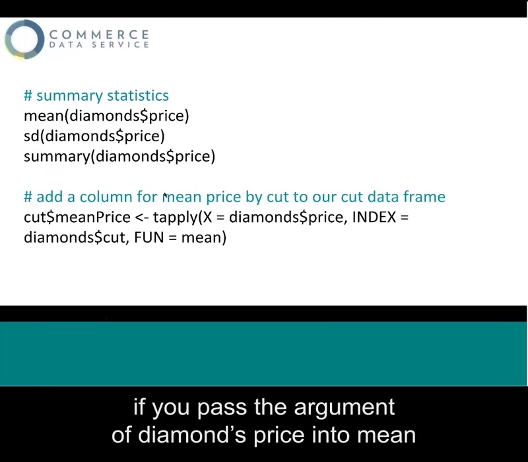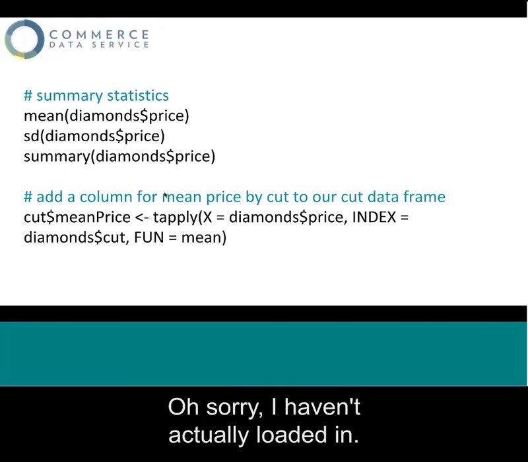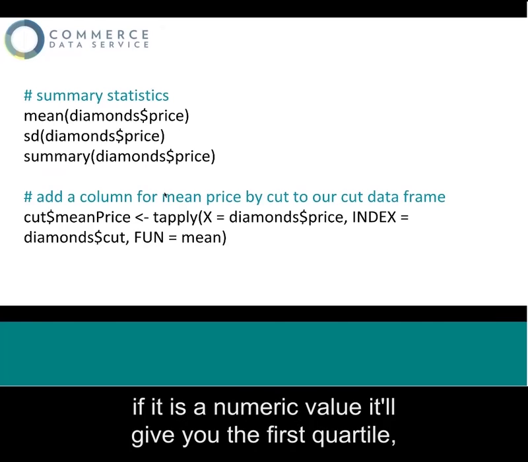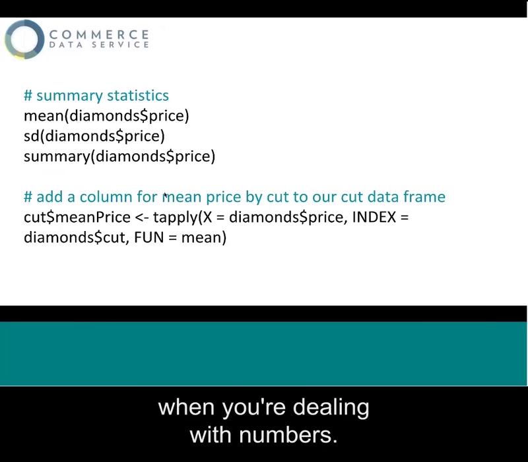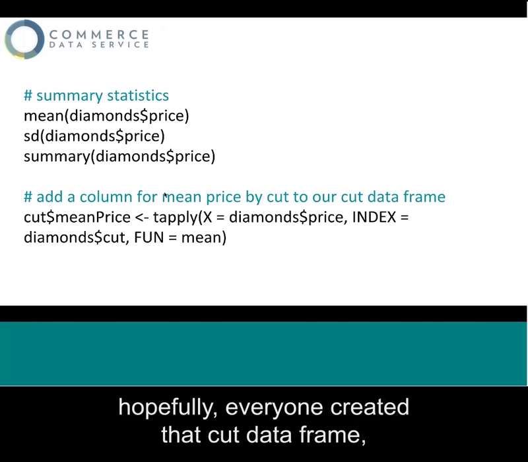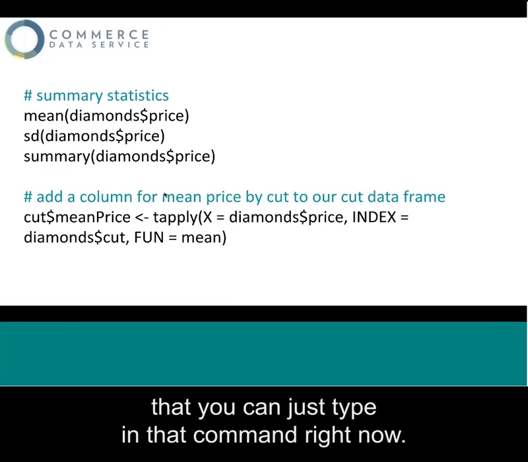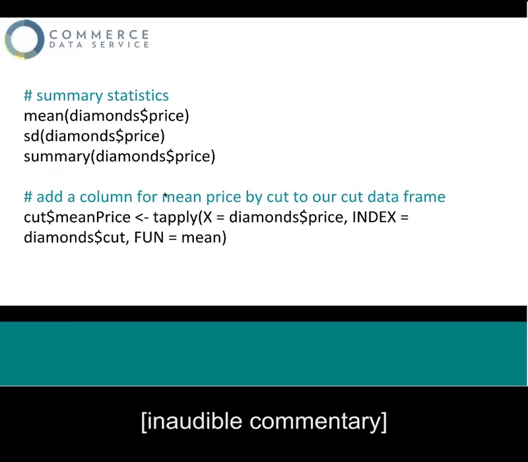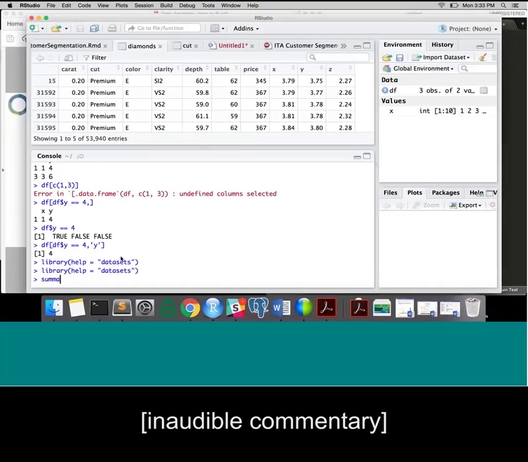Okay, so the first place we'll start is the basic summary statistics you might want on the columns of the data frame you have. For the diamonds data set, mean is a function that finds the average. So if you pass the argument diamonds price into mean, it'll find the mean for you. Same for standard deviation. Summary, which we saw earlier, will give you more metadata type information.